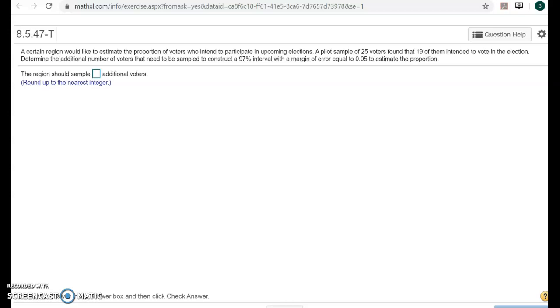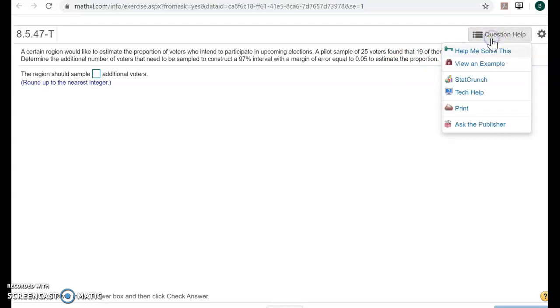Okay, in this problem, we're looking at a proportion, and we have a sample of 25 voters, and we found that 19 of them intended to vote in the election. So determine the additional number of voters that need to be sampled to construct a 97% interval with a margin of error equal to 0.05 to estimate the proportion.